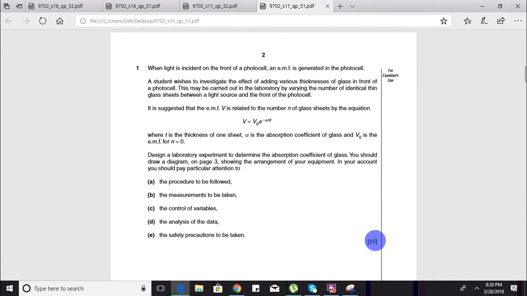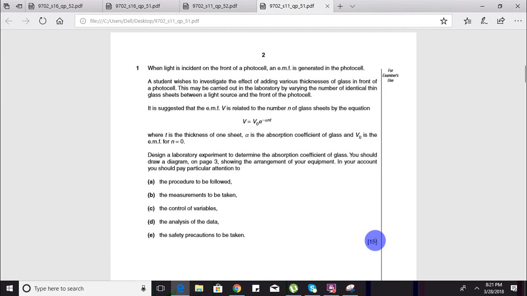So what a student wants to do is investigate the effect of adding various thicknesses of glass in front of a photocell, right? And this may be carried out in a laboratory by varying the number of identical thin glass sheets between a light source and the front of a photocell. That is a feasible method of varying the thickness easily.